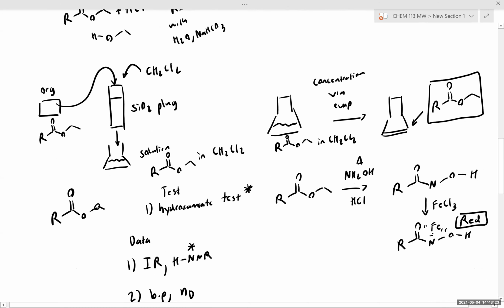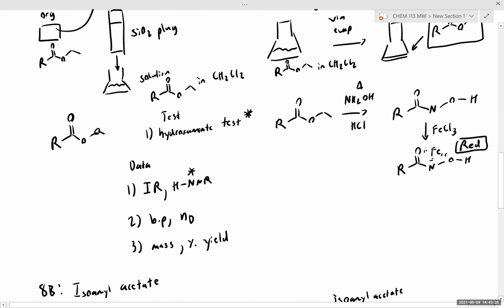To characterize our product, we're going to run the hydroxamate test, which we've seen the mechanism for in previous labs. A positive hydroxamate test for esters occurs when you make this hydroxamate derivative, and upon treatment with iron trichloride, this iron complex has a characteristic red-violet color. A positive hydroxamate test indicates that we have an ester. Carboxylic acids generally do not give positive hydroxamate test results.